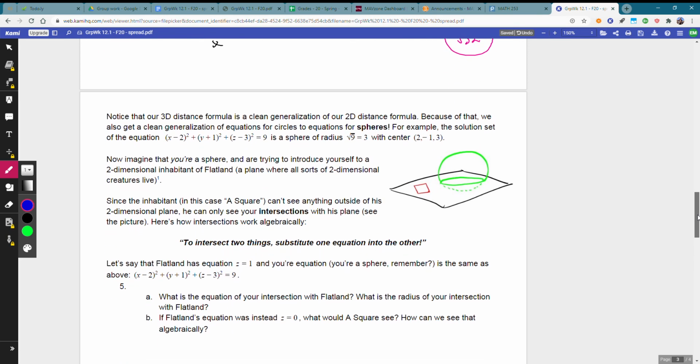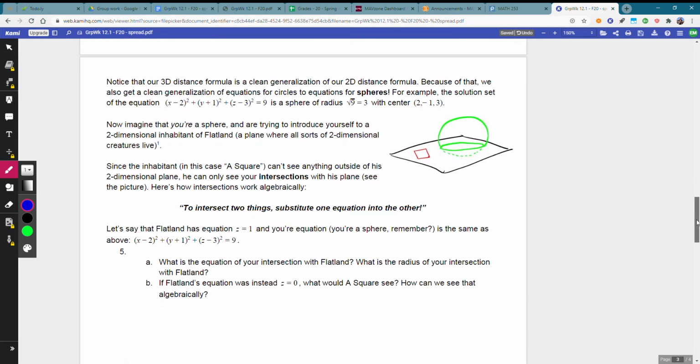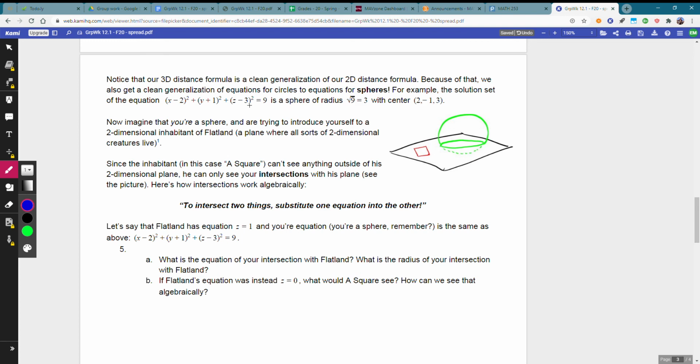All right, next, we're in flatland, right? So from our nice distance formula, we get a nice sphere formula just by choosing a center point and a distance, a radius. And so here we're imagining that we are a sphere, and we're intersecting here with flatland. And so here, if we're supposing that flatland has equation z equals 1, we want to know the intersection we get with our equation here.